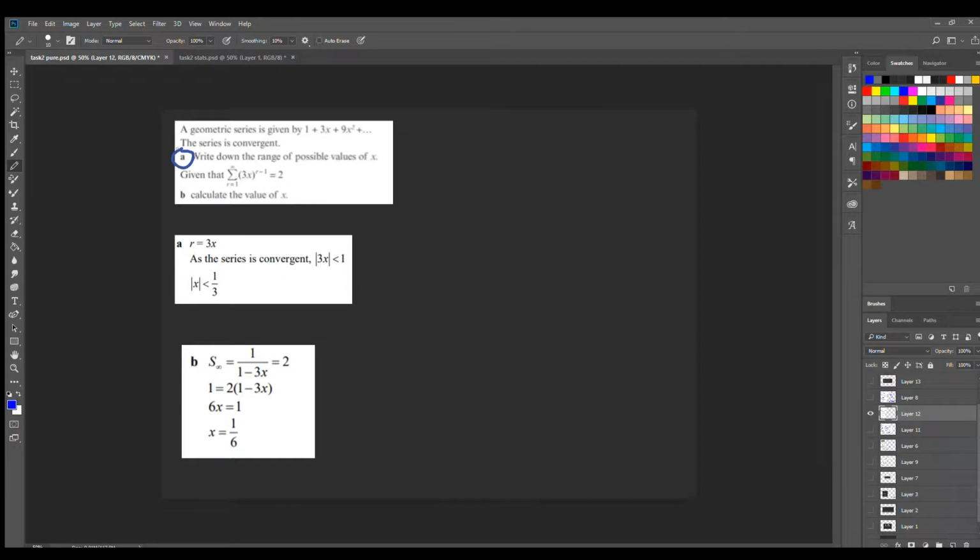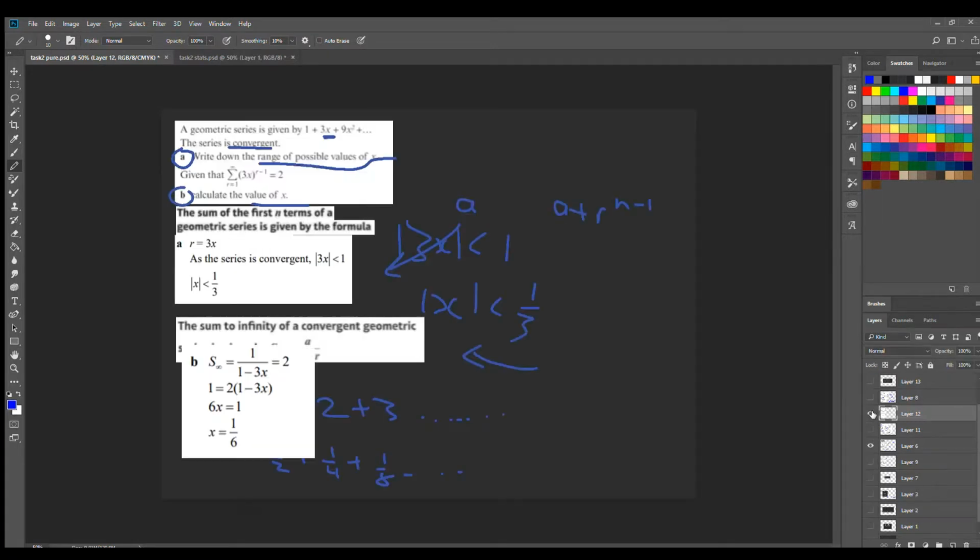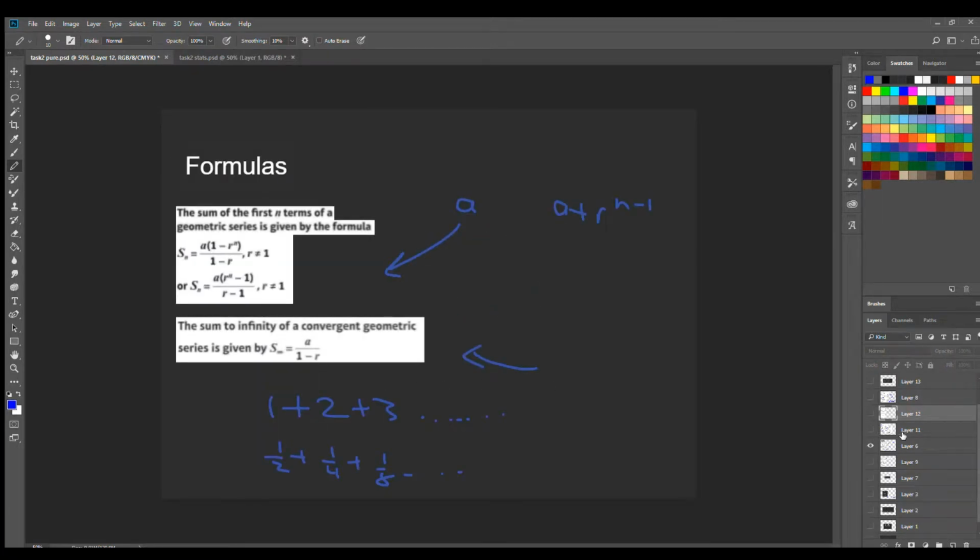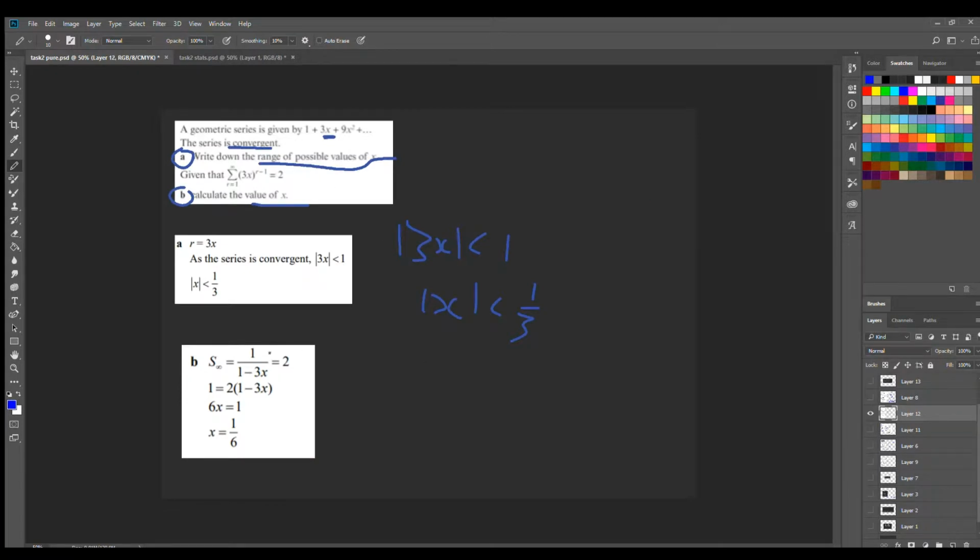For this question, we have to find the possible values of x, and because this series is convergent, we know that the modulus of the second value, 3x, is less than 1. And because the values have to be positive, we use the modulus function to make it positive. We then rearrange this to make it so x is less than a third. For question B, we have to calculate the value of x. We do this with the sum to infinity formula here, and we just put the numbers into the equation, which gives us x is equal to a sixth.